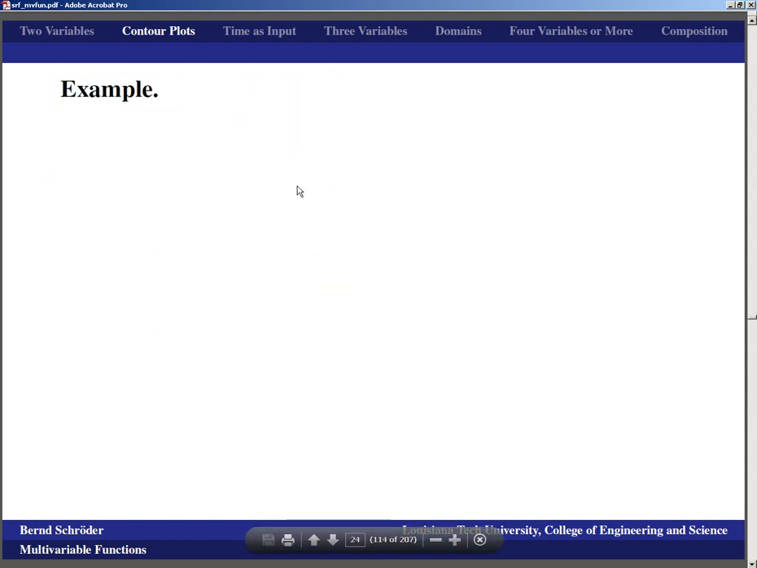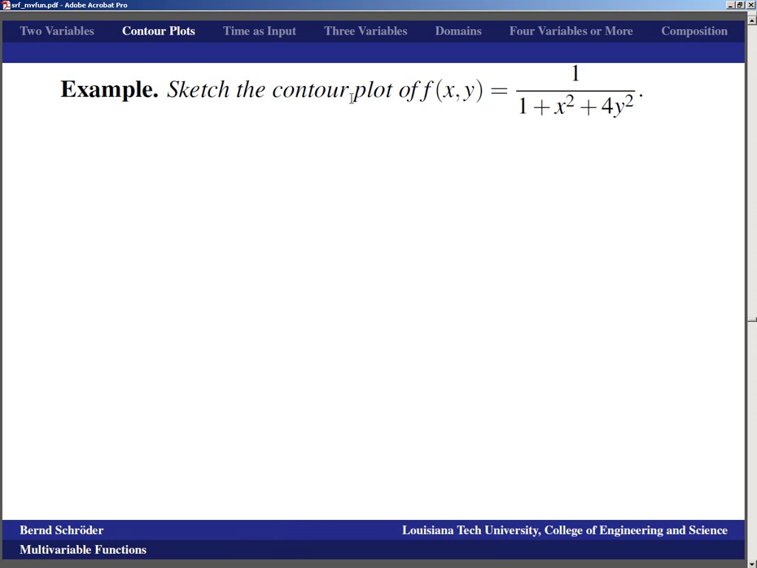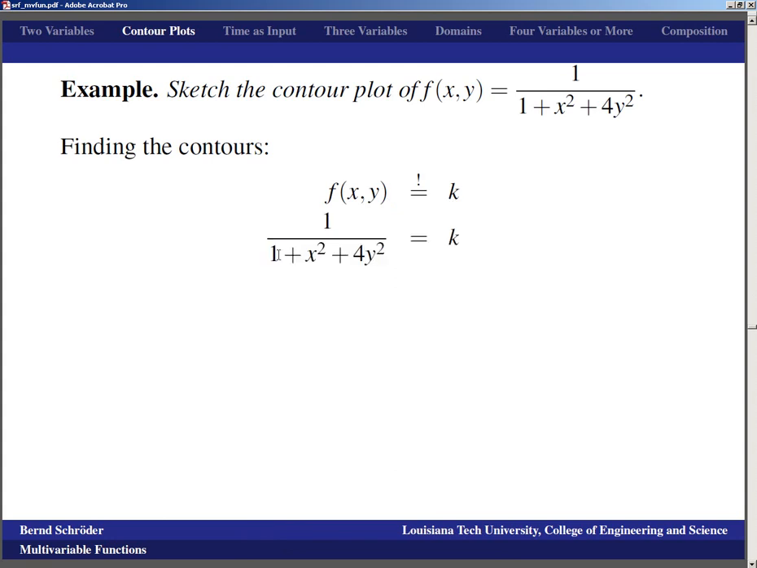So that's the idea. For this example, where we sketch the contour plot of this shark fin function that we have already looked at in terms of surface plots, what we need to do is find the contours, and we do that by setting f of x y equal to k. And that would mean that 1 over 1 plus x squared plus 4y squared is equal to k. Well, that would mean, if we take reciprocals, that 1 plus x squared plus 4y squared is equal to 1 over k.